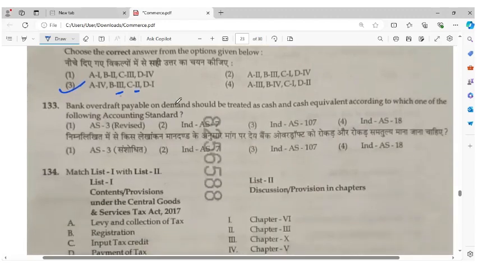Now, a bank overdraft repayable on demand should be treated as cash and cash equivalent according to which of the following accounting standards? You know that cash equivalent is related to Indian Accounting Standard 7, cash flow. So Ind AS 7, cash and cash equivalents.